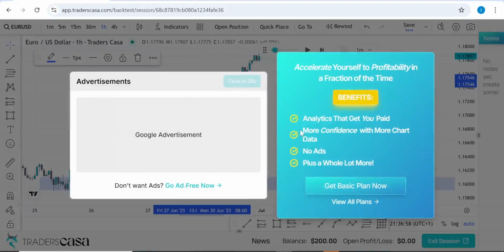So now this is the only problem we are having with traders, but we have to just wait for some seconds. Okay, we'll be right back.